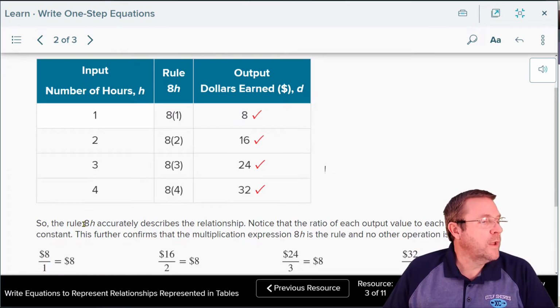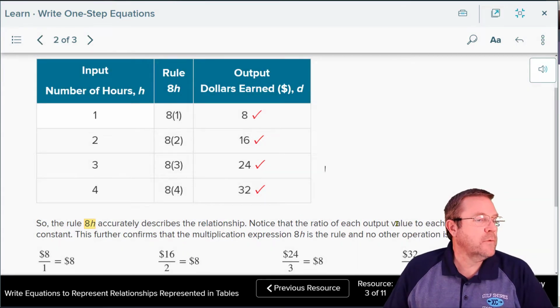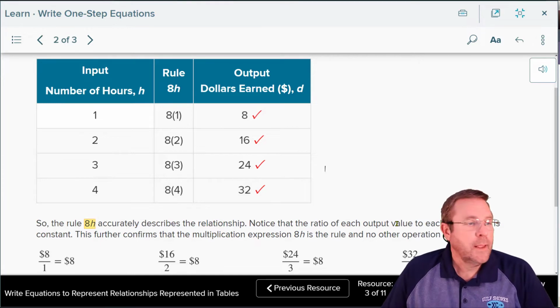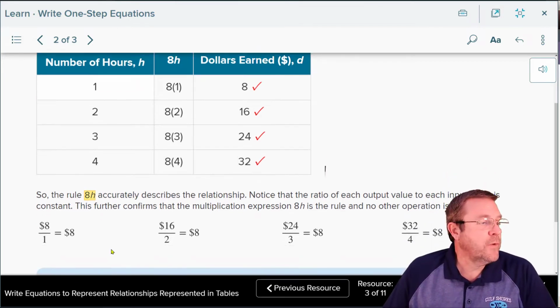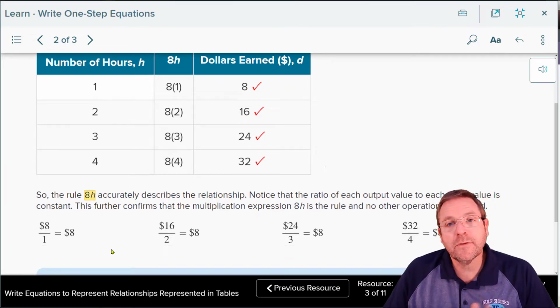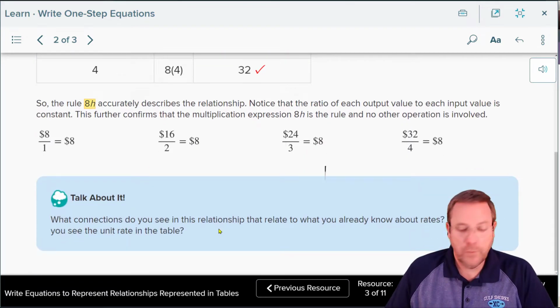So the rule H times 8, go ahead and highlight that there, accurately describes the relationship. Now notice that the ratio of each output to each input is going to be constant. If you simplify the fractions every time, you're going to get the same exact answer every time. They're going to be equivalent ratios.